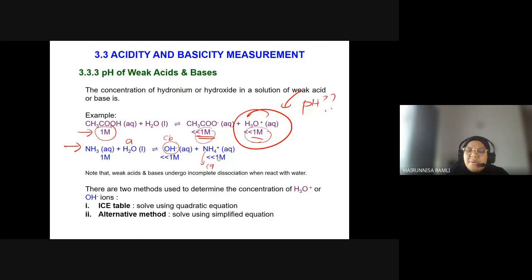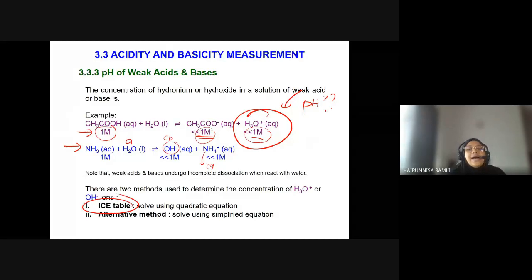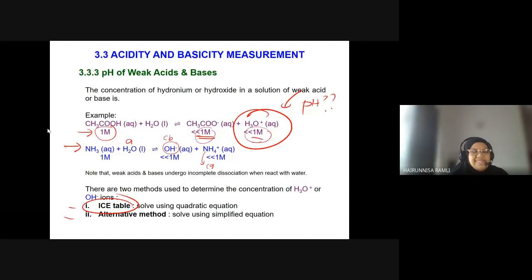Okay, so macam mana nak kira? Now kita akan guna method yang dah biasa juga guna, you guna dekat dalam chapter 2, which is ice table. Ice table, and also we have another method which is alternative method. Basically alternative method pun sebenarnya datang daripada ice table. Saya akan tunjuk nanti.